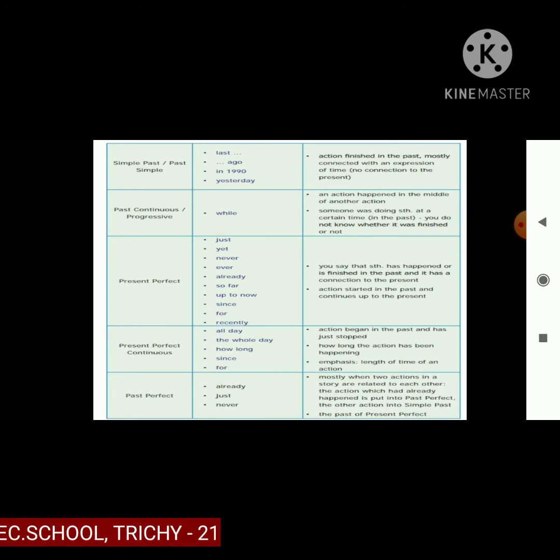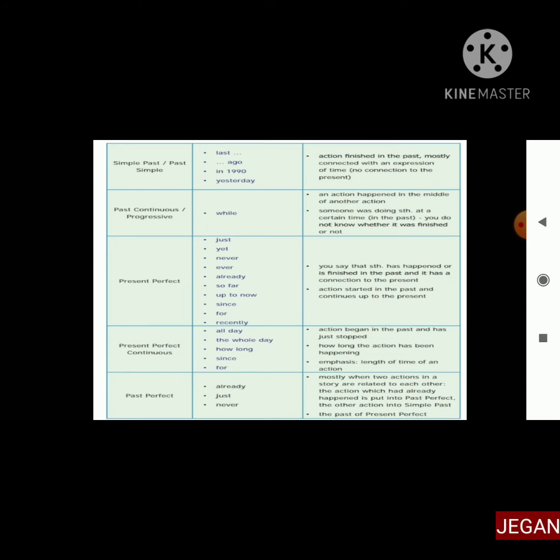So present perfect continuous, let me say that one clue: have or has plus been plus verb-ing. I have been standing. I have been writing a test since last Monday. So we can use present perfect continuous with all day, the whole day, how long, since, for.